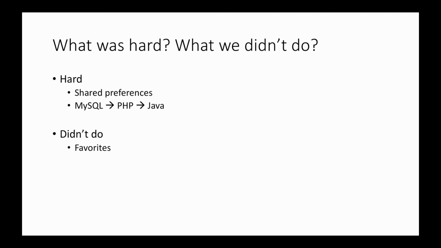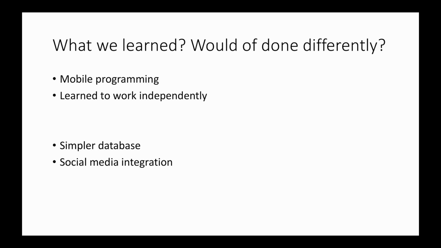Things we didn't do, which we originally planned on, was making a favorites list, which we thought was a little bit too ambitious when we got down to doing the project. And then that brings us to what we learned and what we would have done differently. We learned a lot about mobile programming. We learned how to work independently and come up with our own solutions to problems that we found when working on our project.